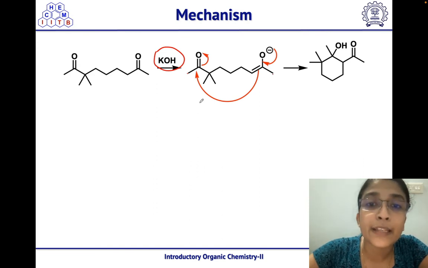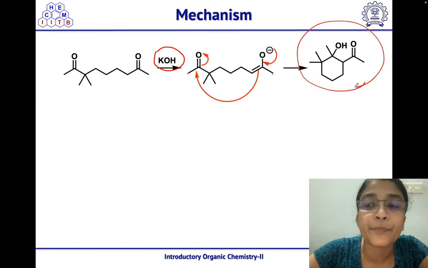So we will get an enolate from this carbon, and once this oxygen is falling back, this carbon-carbon double bond will go and attack on this carbonyl, and we will get an aldol product like this. Is this clear?